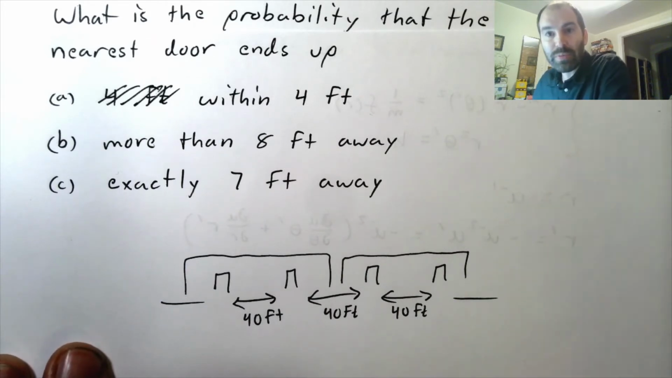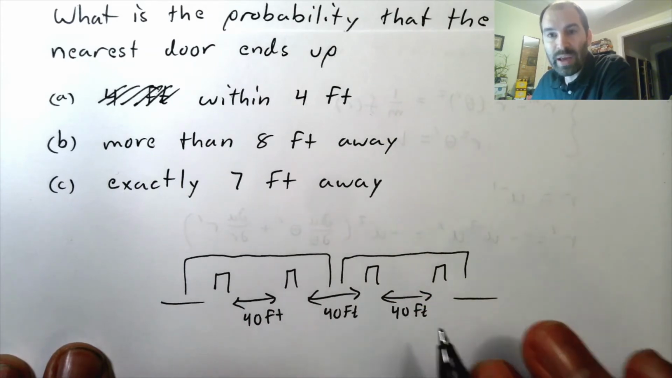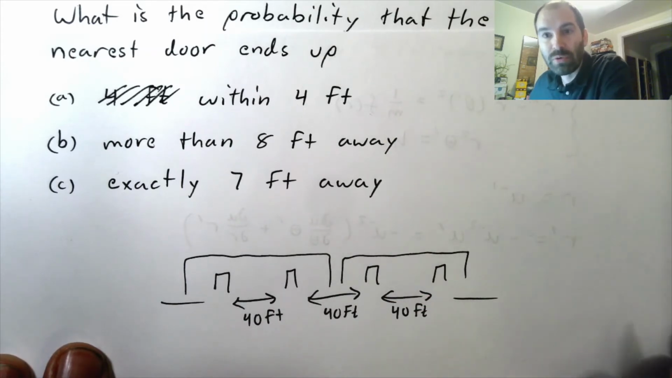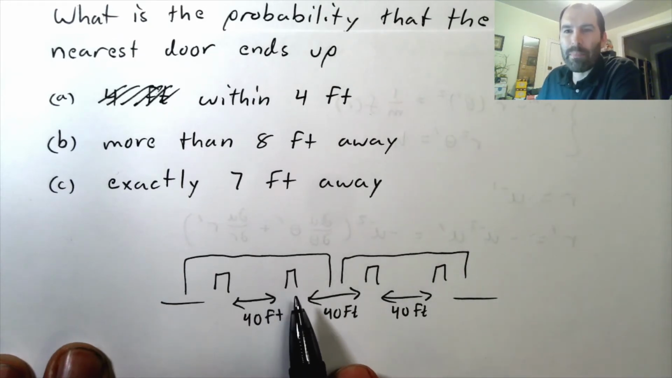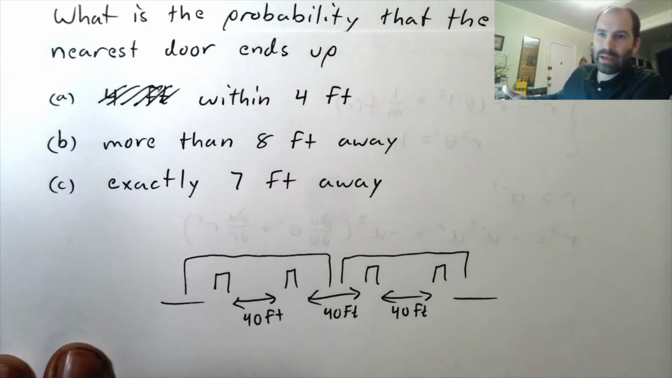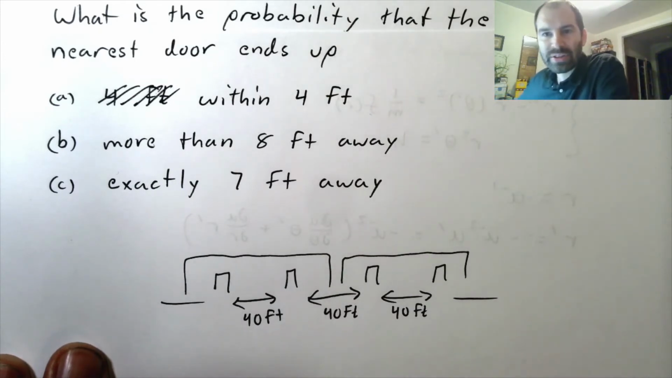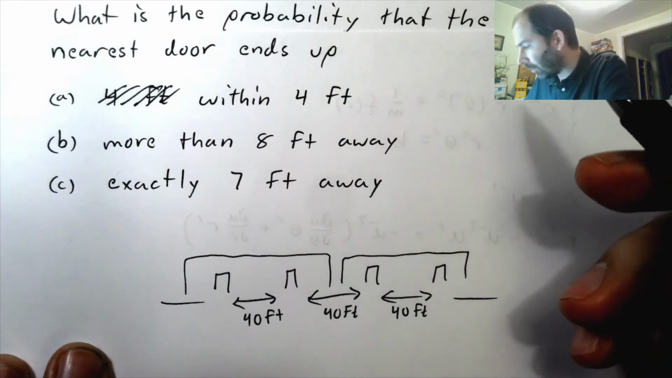So this would be a uniformly distributed situation. The distance that we end up away from the door is going to be a uniformly distributed random variable. And it's a continuous one because it can be any number of feet. And it's uniform because it's not more likely for a door to end up at any one distance over any other distance. It's completely random. So that makes it a uniformly distributed random variable.